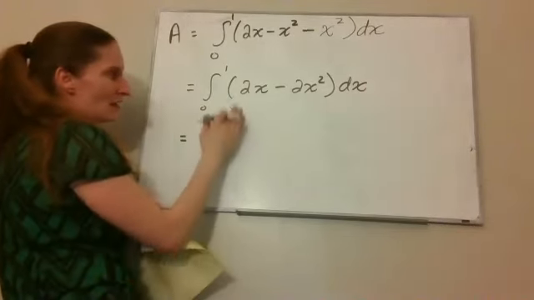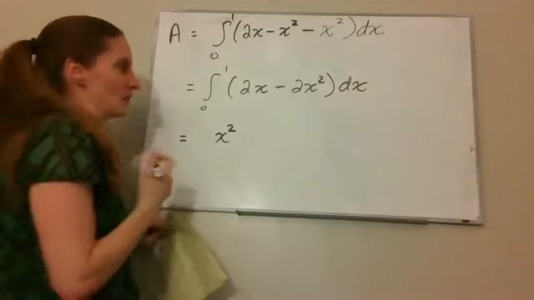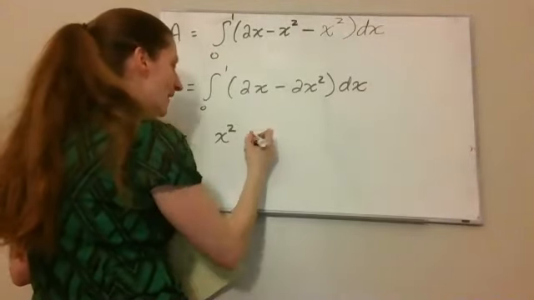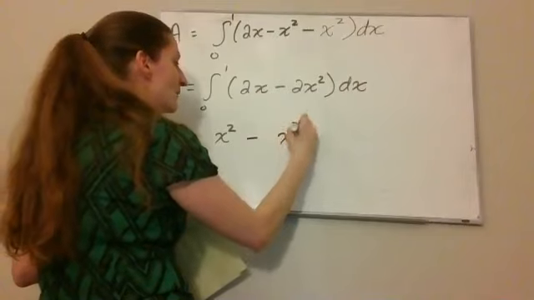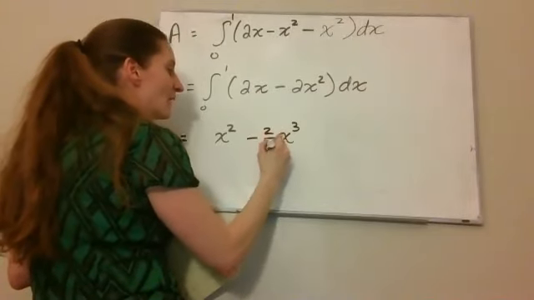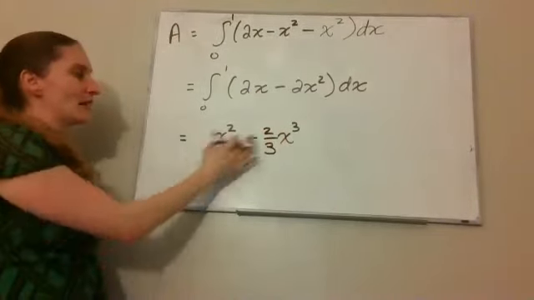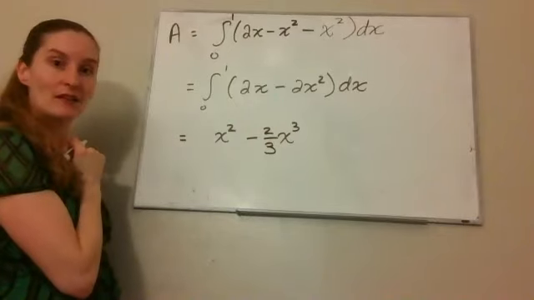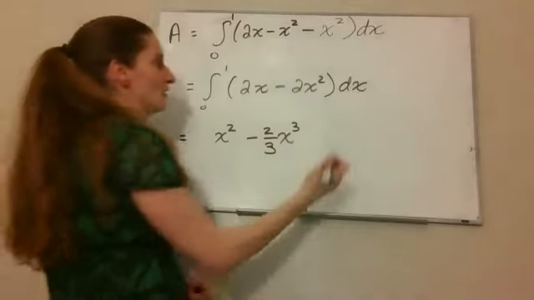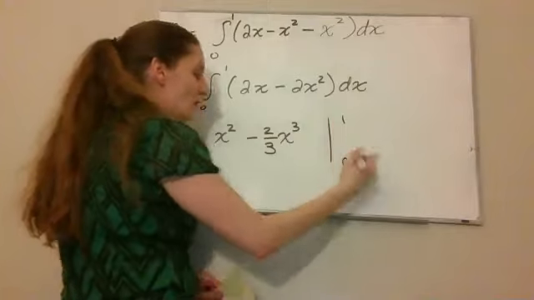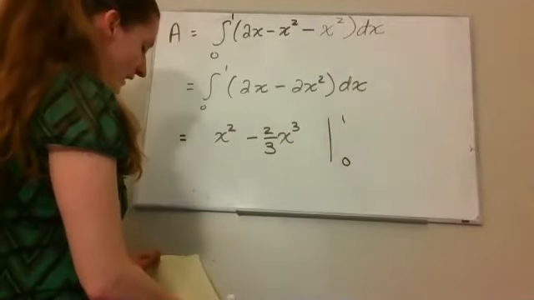So when I divide by the 2, it cancels out that other 2. And now on this one, I get to add 1 to the exponent and divide by that new exponent. So I have x squared minus 2/3 x to the third as my antiderivative. And then I just have to evaluate this at 1 and at 0.